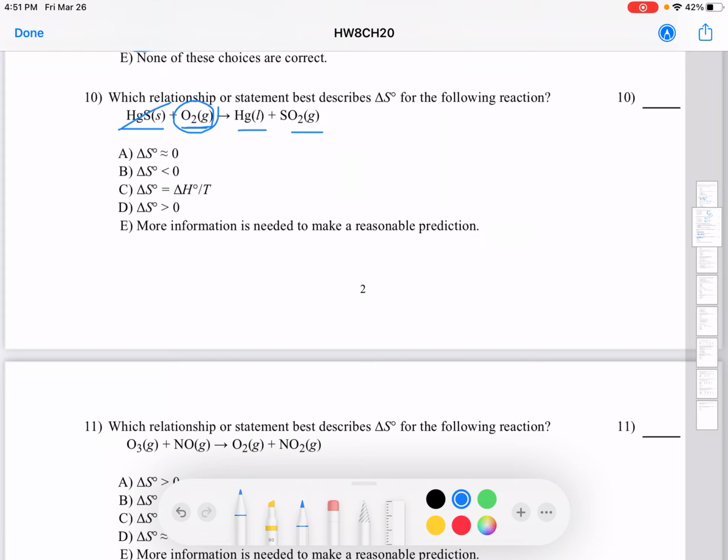Entropy is increasing because a solid and a gas are becoming a liquid and a gas. And also, if you look at the two gases, sulfur dioxide is a more complex gas. It has a higher molar mass. Molecular complexity is also more. So the entropy would increase. Delta S naught would be positive. Okay, so the correct answer would be D. Delta S naught would be greater than 0.